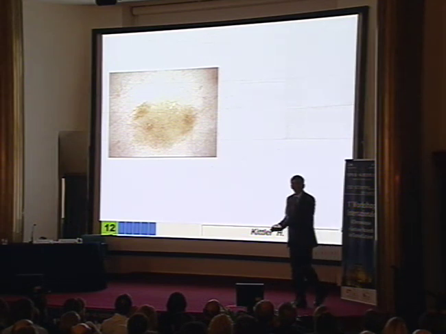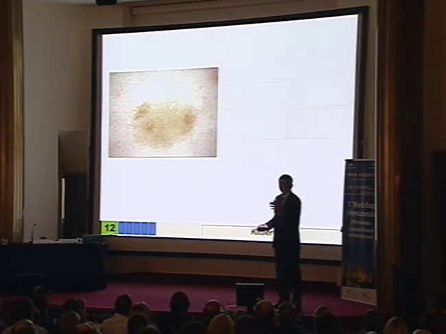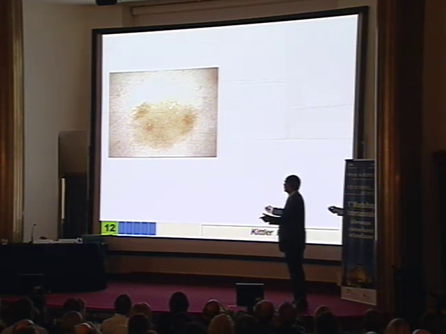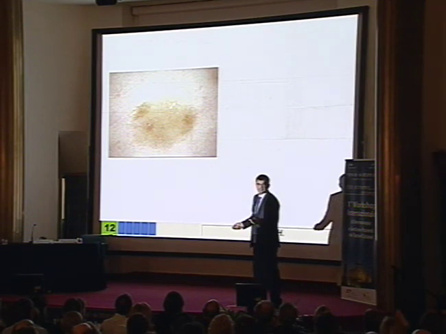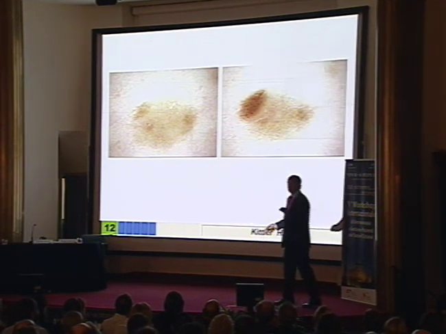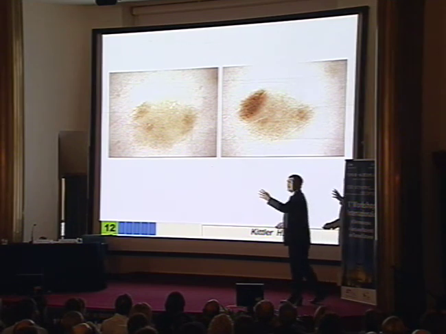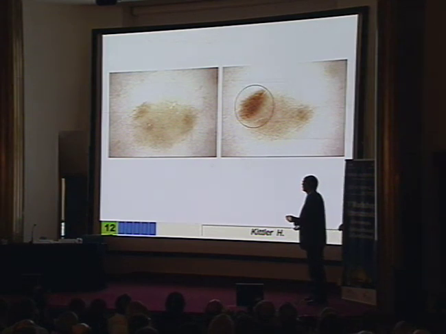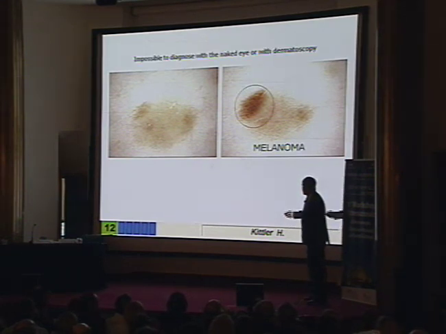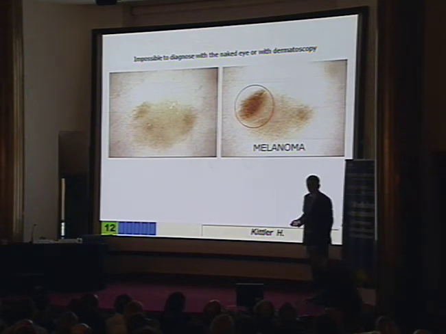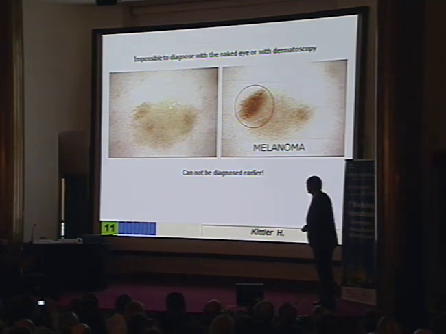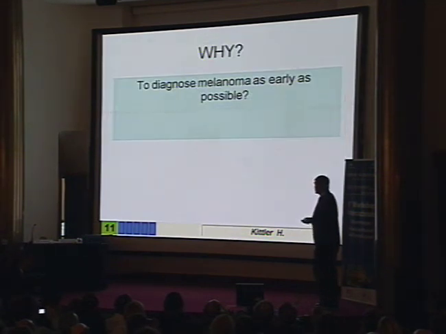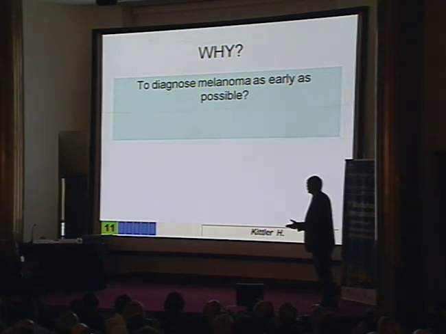I'll show you some examples of melanomas that cannot be diagnosed with dermatoscopy, only by the additional information of monitoring. Would you diagnose a melanoma here? But now? Yes. Increase in size, asymmetric increase in size, new structure at the periphery. Melanoma. Impossible to diagnose with the unaided eye, impossible to diagnose with dermatoscopy, only possible to diagnose with monitoring. Cannot be diagnosed earlier. So why do we need monitoring? To diagnose melanoma as early as possible.